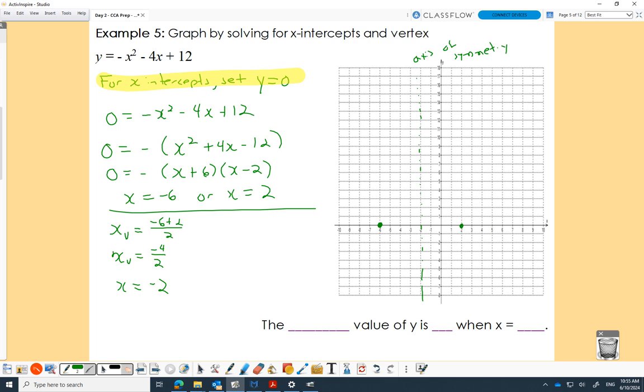I know that vertex is along that line somewhere. And it's okay if you're a little confused because we did this a different way in the next chapter. And I'm going to talk about that soon. This was the old way of doing it. I think it has the deeper understanding, though. It's like, oh, I really get what's going on here. Halfway between the x-intercepts is the x value of the vertex.